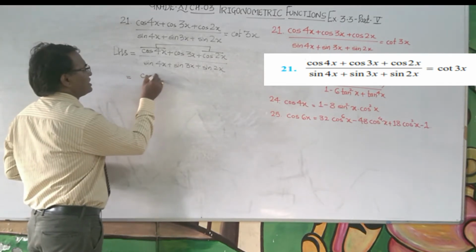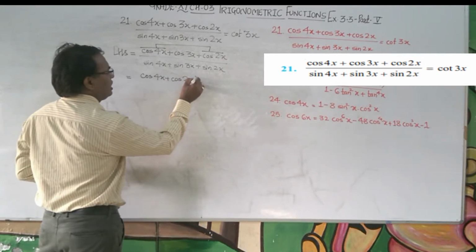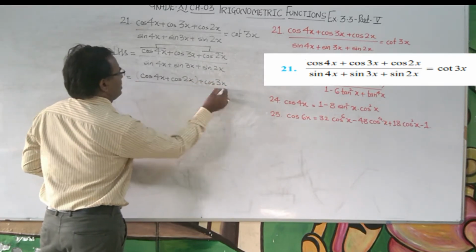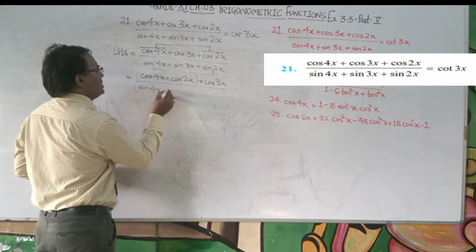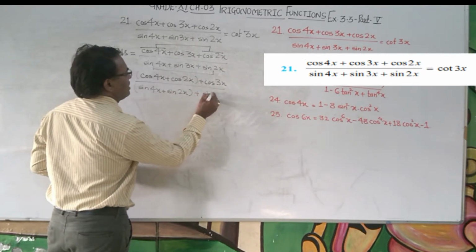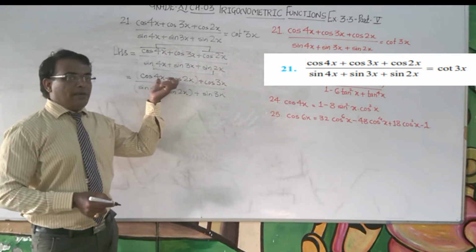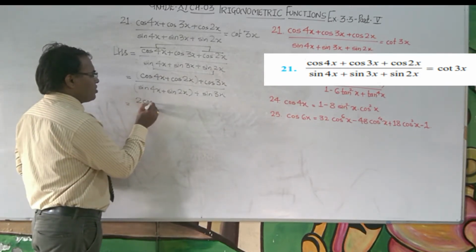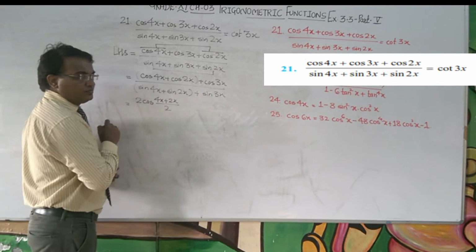We'll write cos 4x plus cos 2x together. In bracket you can write, not an issue, cos 3x. Same thing here: sin 4x plus sin 2x, and then sin 3x outside the bracket. Now you can use the formula for cos A plus cos B. So it will be 2 cos of (A plus B, means 4x plus 2x) upon 2.